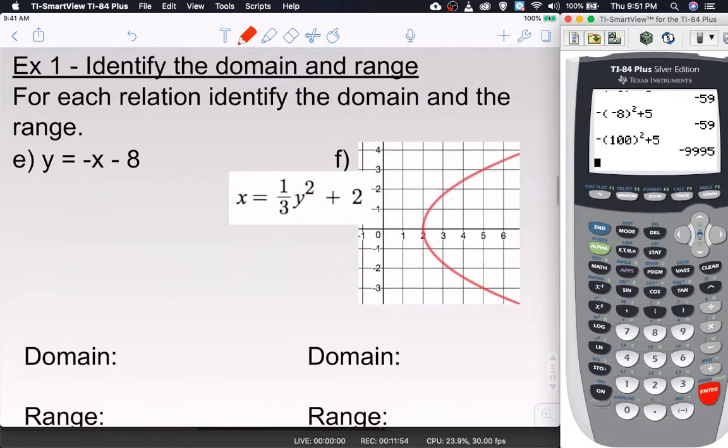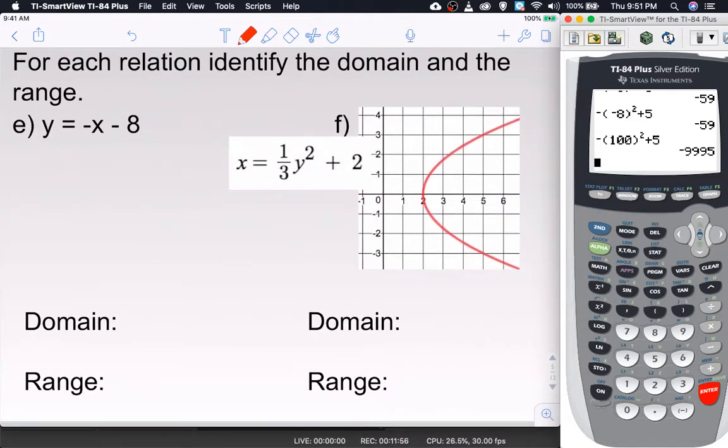All right. Here are 2 for you to try. So go ahead and pause the video. Try these 2 on your own right now. When you're ready to continue, hit play and we'll go through it together.